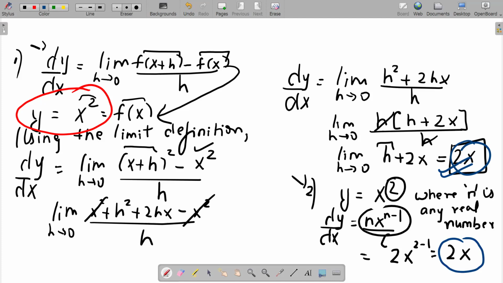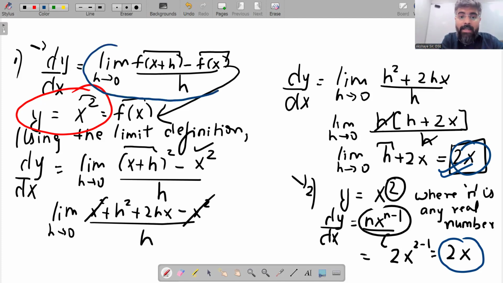So if a question is based on using limits to find the derivatives, we use the formula limit as h tends to 0 of f of x plus h minus f of x over h. Otherwise, if nothing is mentioned, we can use some of the good rules of differentiation to solve for simple differentiation problems.